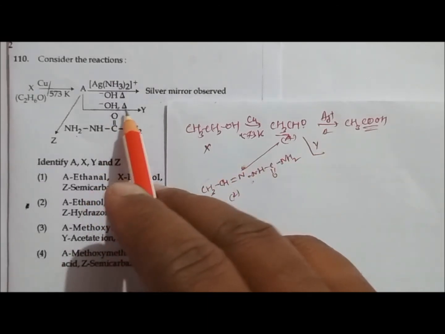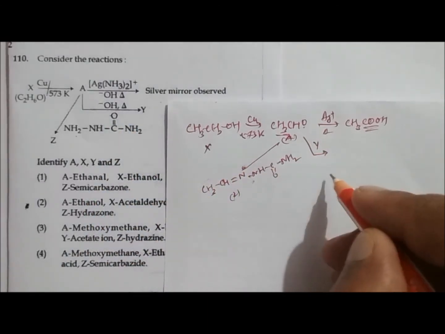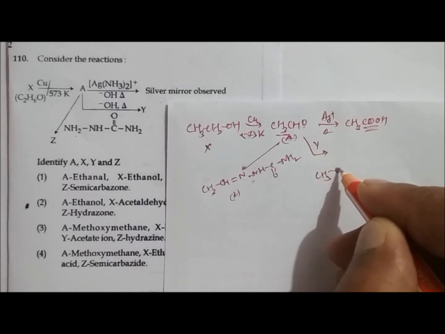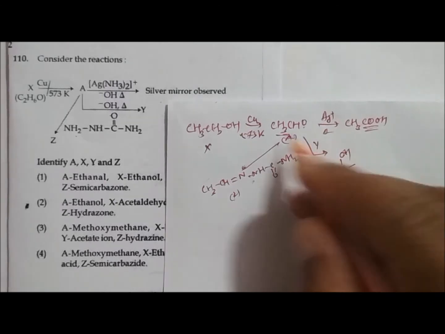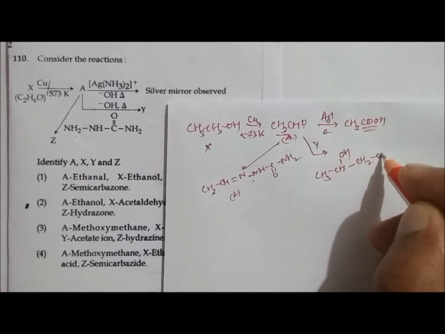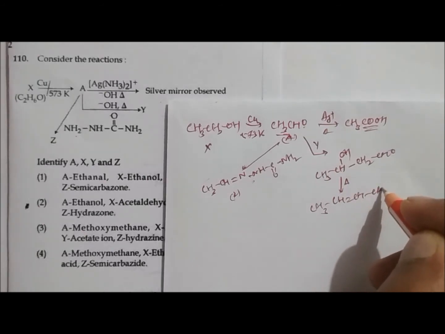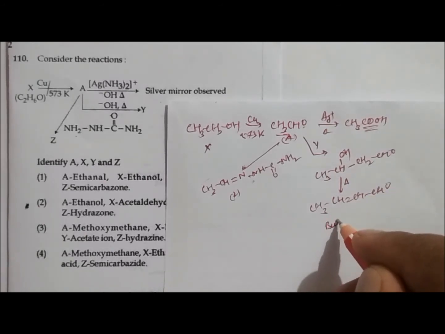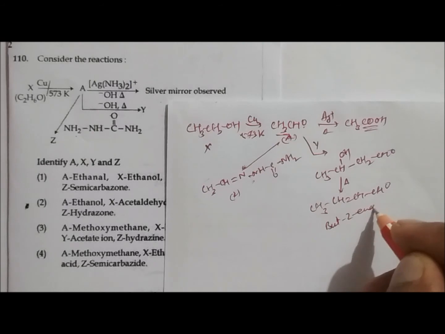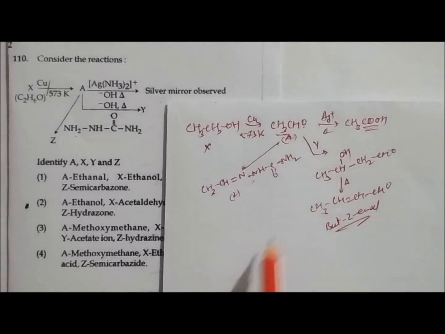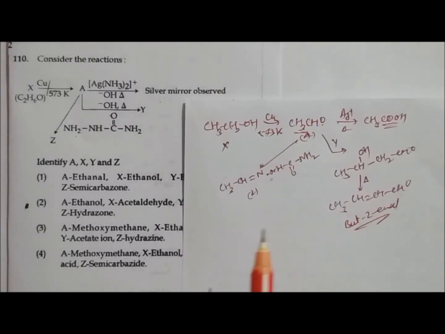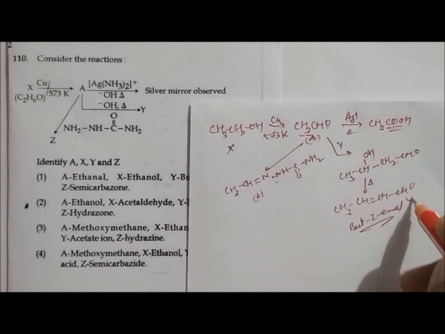You can see OH and heating, so you will get the compound CH3CHOHCH2CHO, and again with further heating you will get CH3CH=CHCHO. This is your but-2-enal. So this is the aldol condensation reaction. After this you can see this is the product Y.